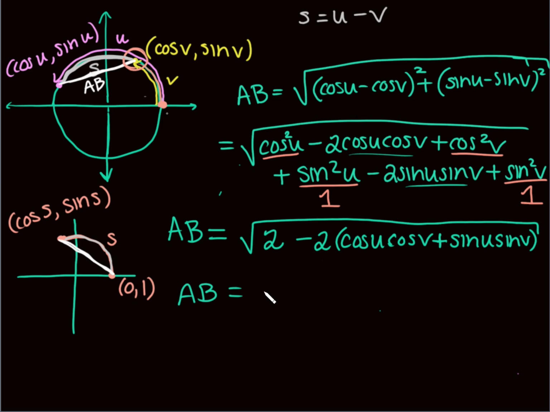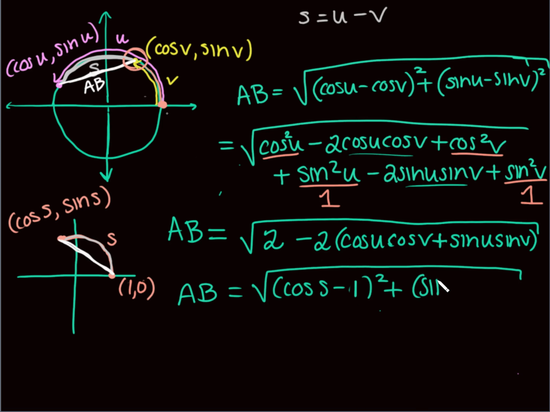So I'm going to take the distance formula again for that. I'm going to do the change in x's. So that would be cosine of S minus 0, quantity squared, plus my change. Oh, that's 1, 0. My apologies. So I've got to fix a couple things here. That should be minus 1. Minus 1, and then plus sine of S minus 0, quantity squared.